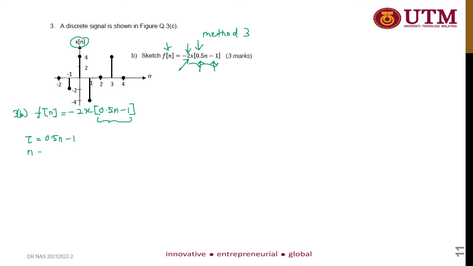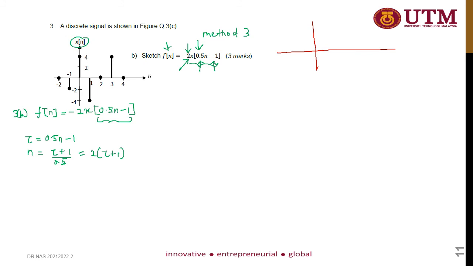So what is your new n? New n equal to tau plus 1 divided by 0.5, so also equal to 2 tau plus 1. So what is your tau? Tau is basically the value of n that is being converted into tau. Okay, so let's draw that signal again.